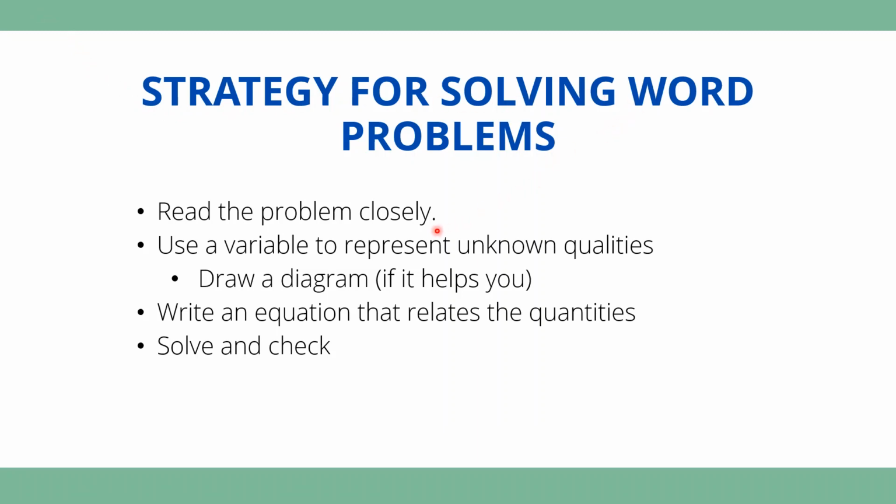So first thing, always read your problem closely. Identify the known and unknown quantities in your problem. And for these unknown quantities, use a variable to represent them. Then if it helps, you can draw a diagram. Then after identifying your known and unknown and understanding your problem closely, you will now write an equation that relates these quantities. Then you will solve for the unknown and always check your final answer.